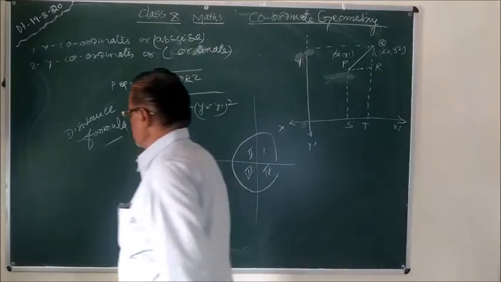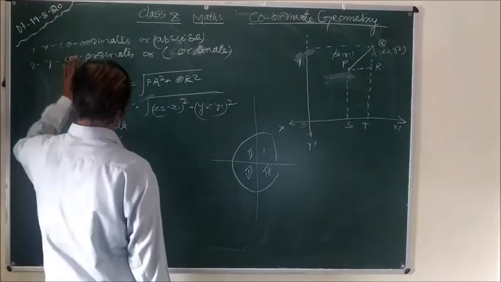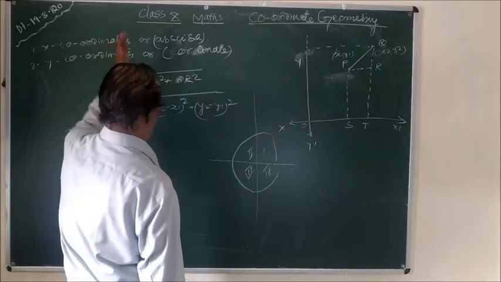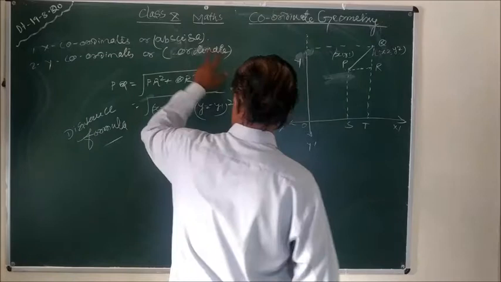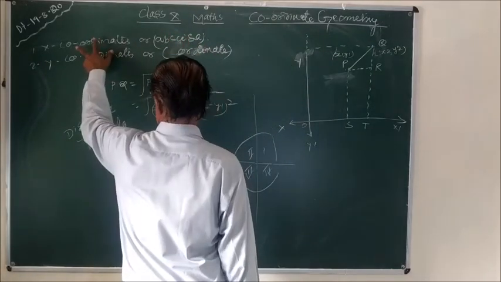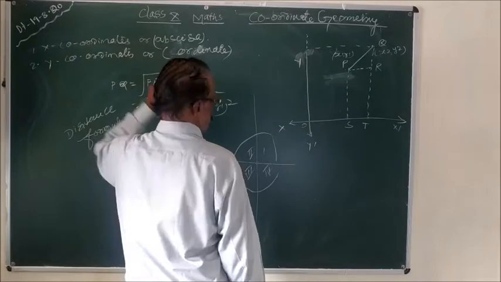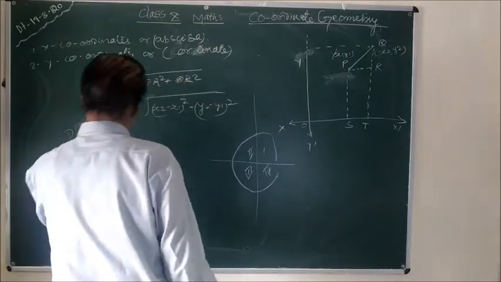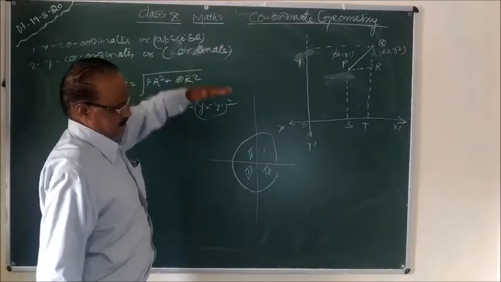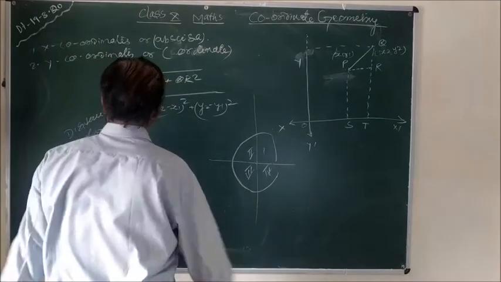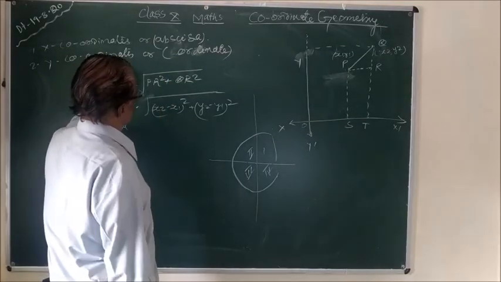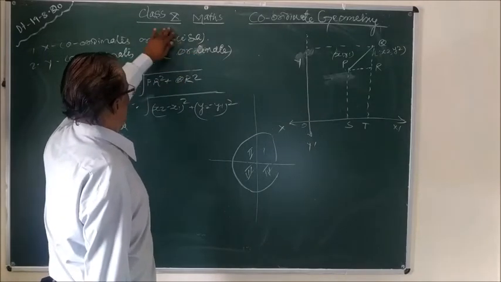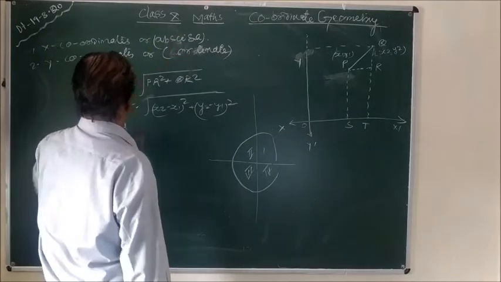But now, the distance of a point from the y-axis is called the abscissa, or we can call it the x coordinate. And the distance of a point from the x-axis in a plane is called the y coordinate, or ordinate. And combining these two, joining these two, we can say coordinates.